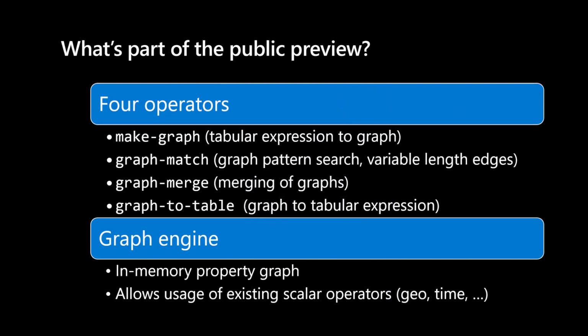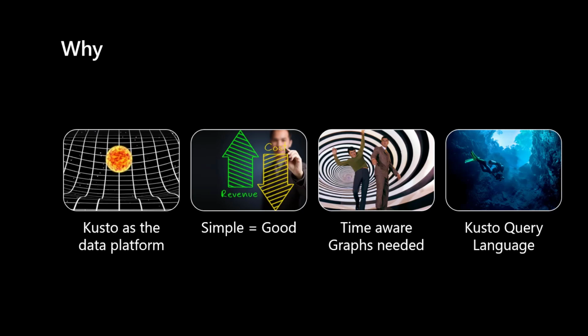The public preview consists of 4 operators to create and query graphs from tabular expressions in Kusto. The underlying engine is leveraging an in-memory property graph and allows the usage of existing scalar operators. There are several reasons to use this new feature. You can use the graph match operator to define hops of variable length, which is useful when relationship distance isn't fixed. Time-aware graphs are a unique feature of graph semantics in KQL that allow users to model graph data as a series of graph manipulation events over time.